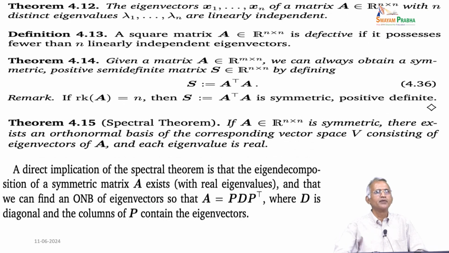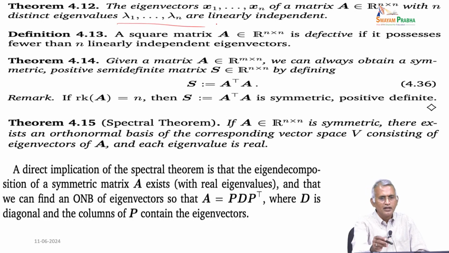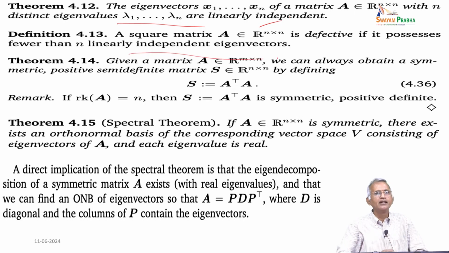Next, we have a theorem. The eigenvectors x1 to xn of a matrix in n cross n with n distinct eigenvalues lambda 1 to lambda n are linearly independent. If the square matrix A in n cross n is defective, it possesses fewer than n linearly independent eigenvectors.